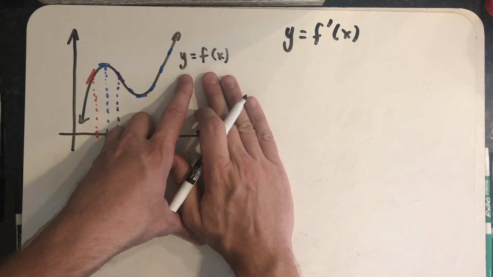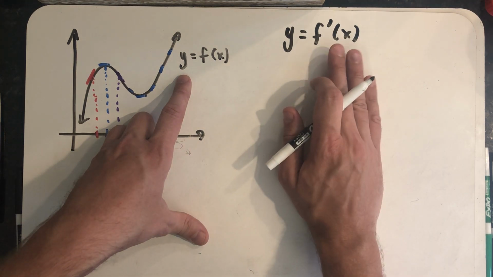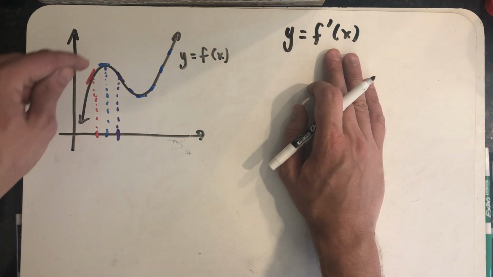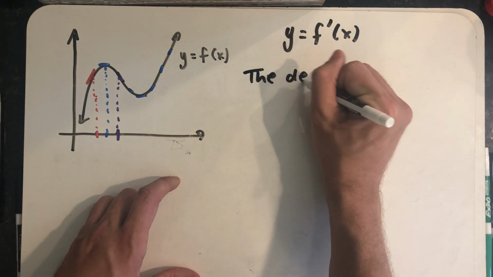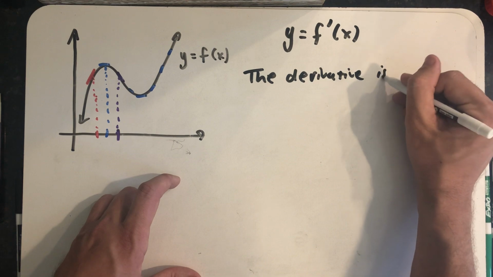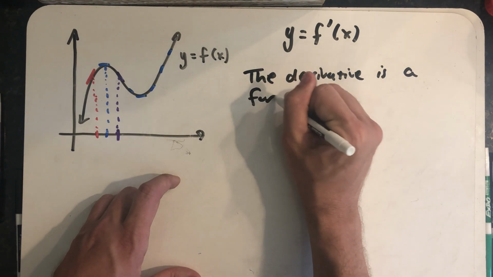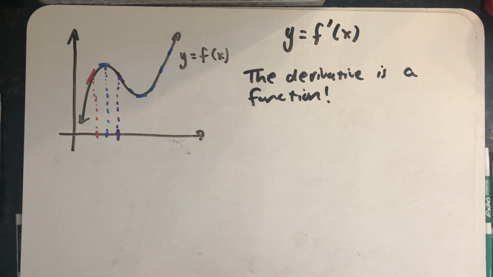The function takes an x and turns it into a y. The derivative takes that x and turns it into a slope. The derivative is a function. So we can reevaluate, rethink our definition of derivative, thinking of it as a function.